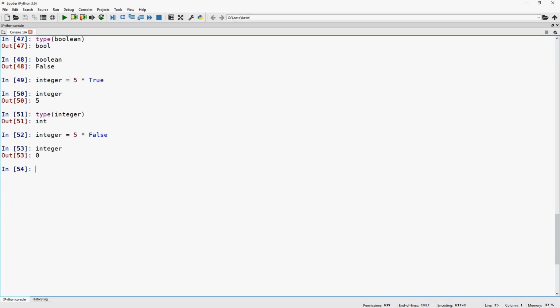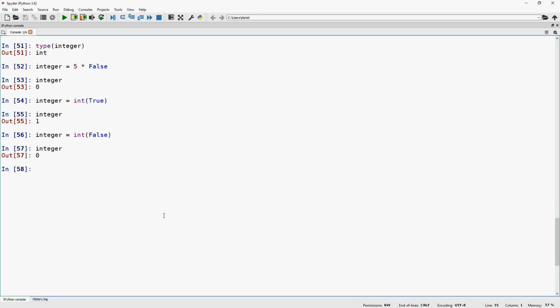5 times false, on the other hand, equals 0, because 5 times 0 equals 0, and the result is again the integer 0. We can also illustrate the relation between Booleans and numbers by looking at the integer representation of Boolean values. To do so, we call the integer constructor as usual, and we pass it the value true. Because true behaves like a 1, its integer representation is 1. Therefore, the integer representation of false is 0.